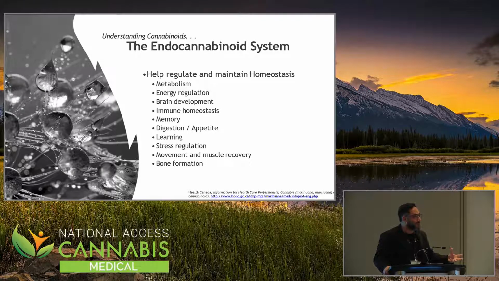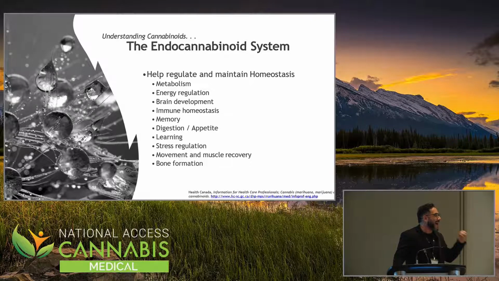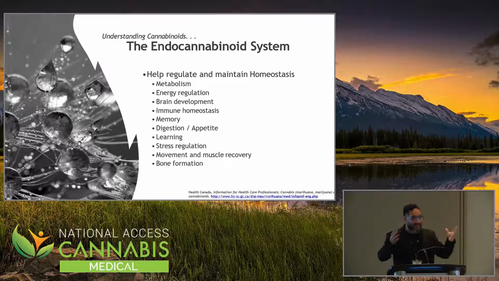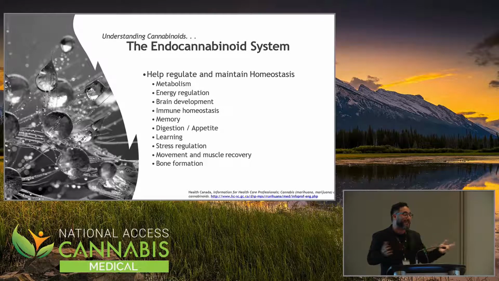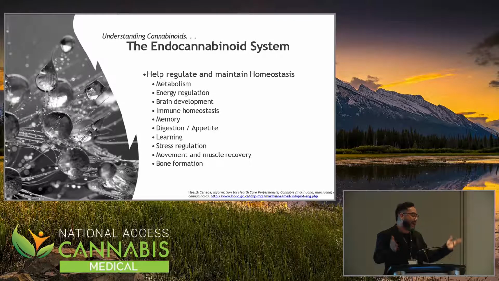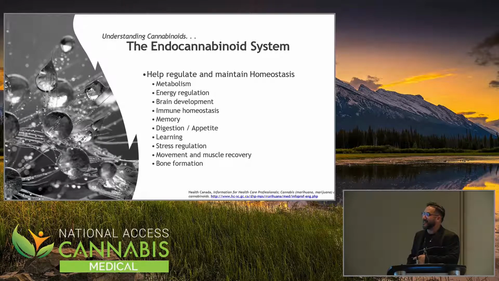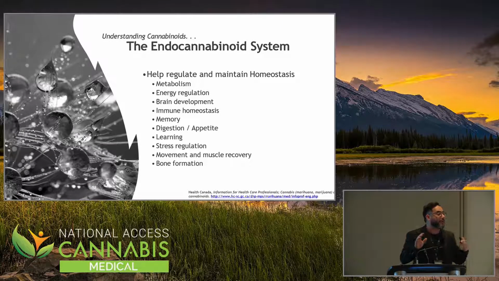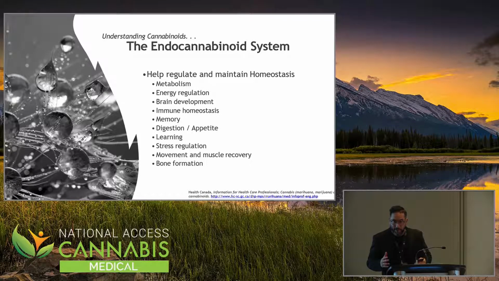But in the meantime, the endocannabinoid system is a master regulator of all of our bodily functions. It's one of the most abundant systems that we have in our body, but we learn nothing about it in school. Got to ask ourselves again, why did that happen? I honestly don't have a good answer for it, especially from a medical perspective, but I'm not even going to take a guess. In the meantime, it's important for the regulation of metabolism, energy regulation, brain development, immune homeostasis, memory, digestion, learning, stress. I can keep on going for all these things that it's actually really good for.